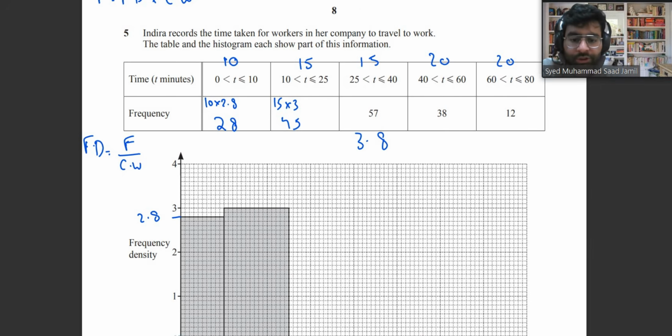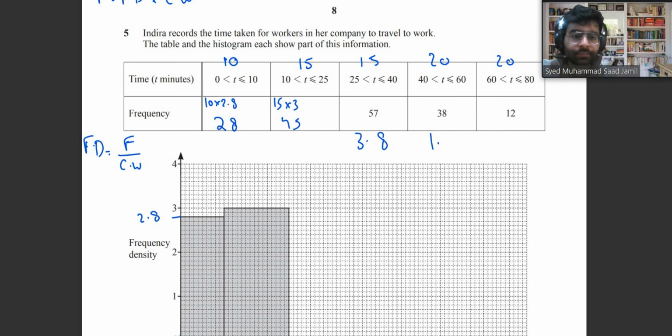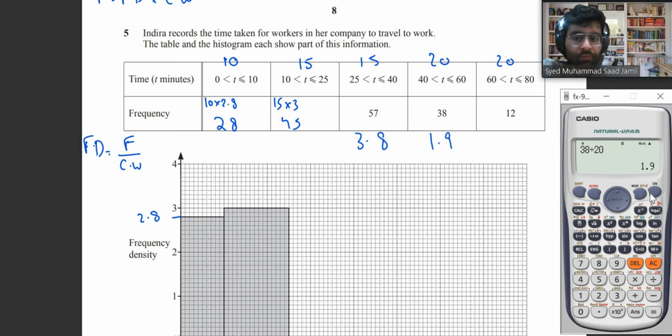For the second one, again frequency divided by class width, 38 divided by 20, 1.9. Last one, frequency which is 12 divided by class width which is 20, 0.6.